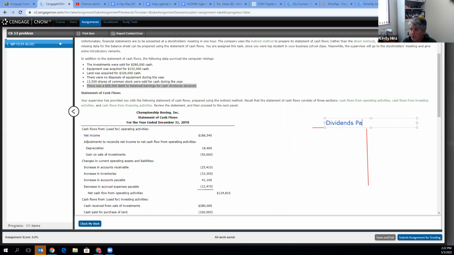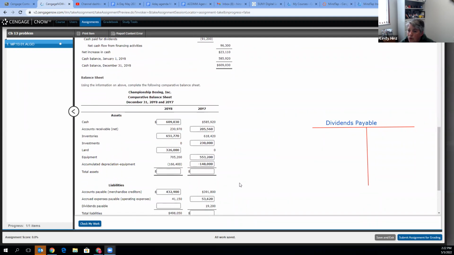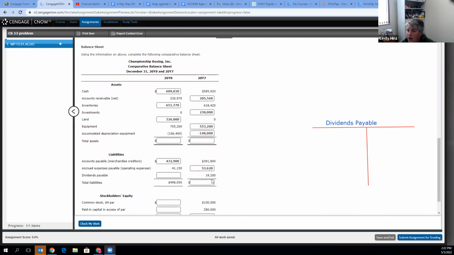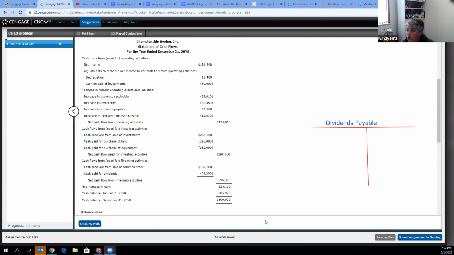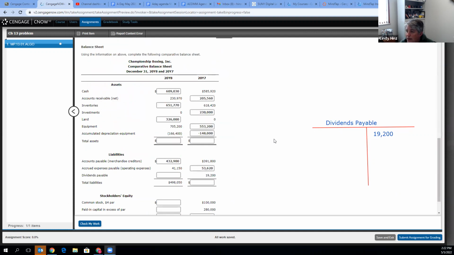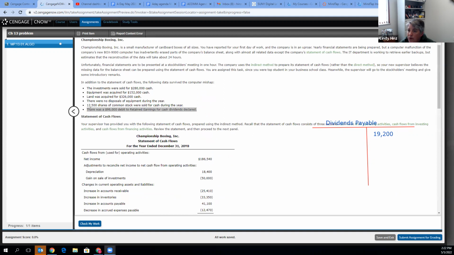So let's look at our dividends payable. So what do we know about dividends payable? It started with a balance of $19,200. That, of course, would be a credit balance because dividends payable is a liability. We start with the $19,200. Then we're told there was a $96,000 debit to retained earnings. The credit side of that would have been to dividends payable.